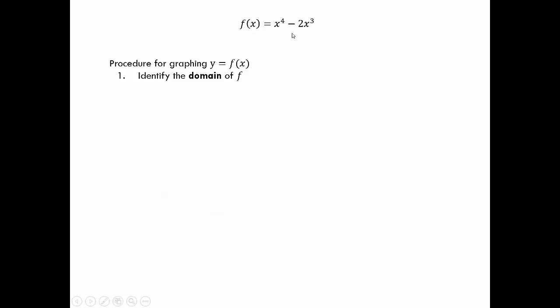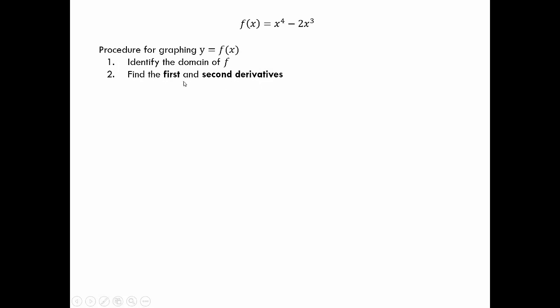So let's start with this function: x to the fourth minus 2x cubed. What's the domain? Well, I don't see any problem with plugging in any number. So the domain would be all real numbers, minus infinity to infinity. Find the first and second derivative. First derivative, second derivative. You've got these shortcuts down, right?